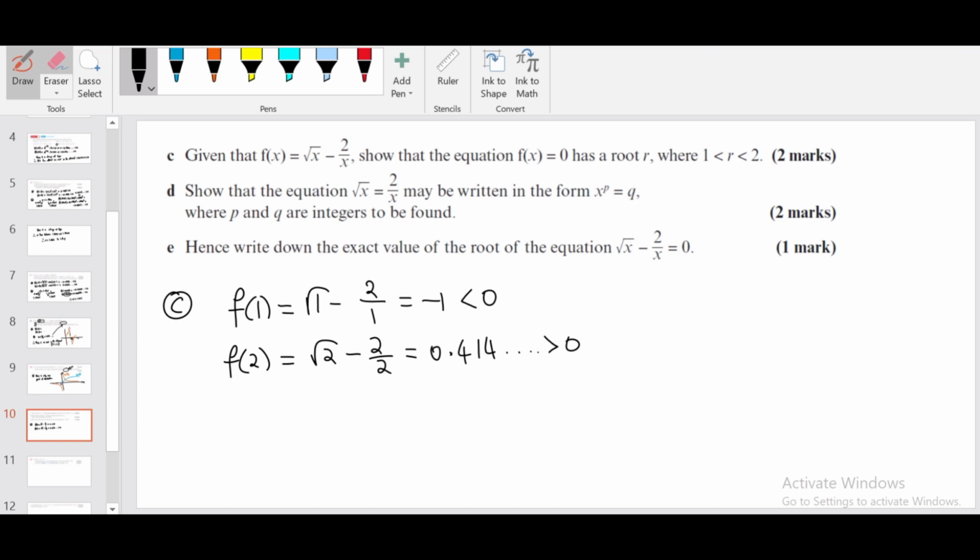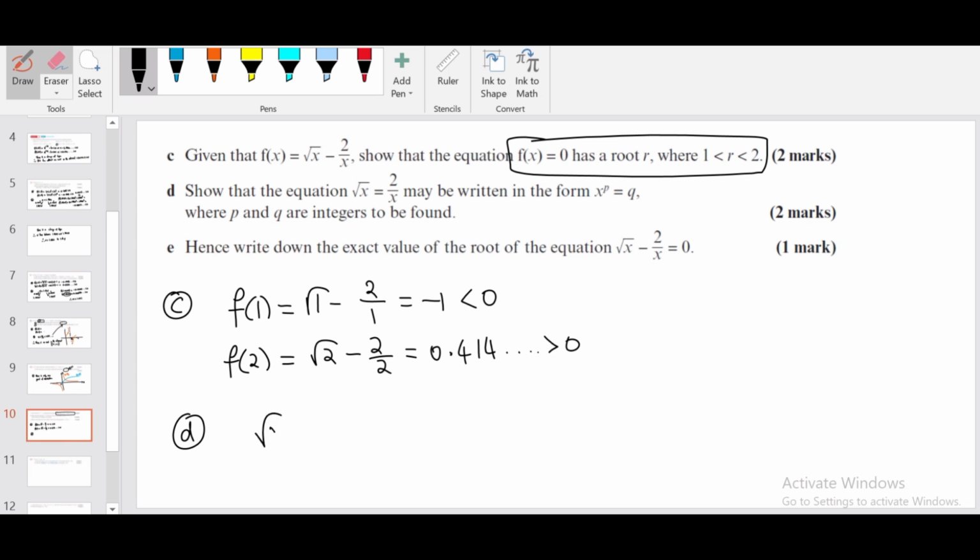So you need to write the conclusion. There is a change of sign. Therefore, the root r of f(x) = 0 has a root r between 1 and 2. Is that clear? Okay. So conclusion, all you can write it. Part D now. Show that the equation can be written in this form: x^p = q.